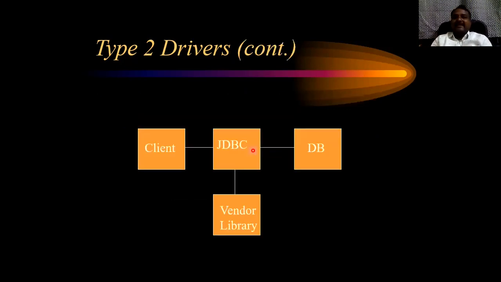And if I see the architecture there, I have the client, which is my Java program, and I use your JDBC API. And on the client, we need to have the libraries installed so that I can interact with your databases. The disadvantage of this driver is, unless we use this vendor library installed on the client, your Java program or your client cannot interact with your databases.